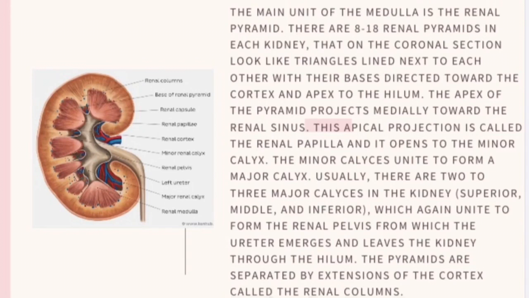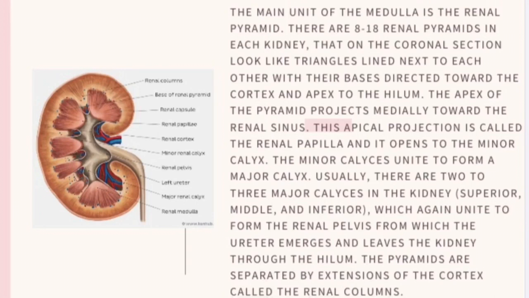So the apex of the pyramid projects medially toward the renal sinus. So this apical projection is called the renal papilla, and it opens to the minor calyx. The minor calyces unite to form a major calyx. Usually there are 2 to 3 major calyces in the kidney, the superior, middle, and inferior, which again unite to form the renal pelvis, from which the ureter emerges and leaves the kidney through the hilum. So the pyramids are separated by extensions of the cortex called the renal column.